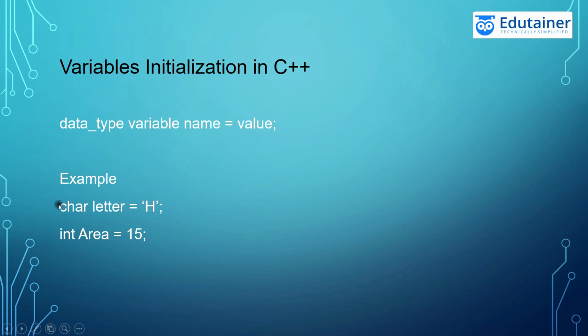Let's see these examples. Char letter is equal to h, which means that the h value has been stored in a letter variable. Similarly, we are having int area. This is the data type of area. Area is a variable name having a value of 15, which means that the 15 value has been stored in area variable name.